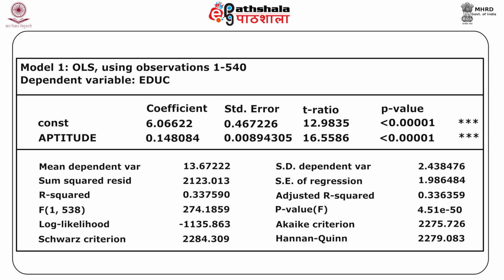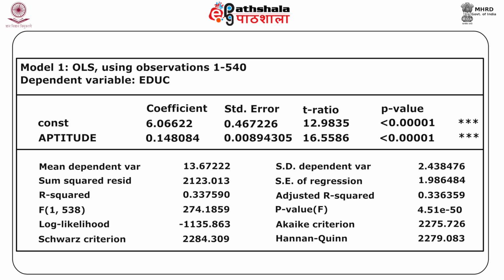these. And in the lower segment we have our other output which is mean and sum of the squares, R square, etc. The results show that a point increase in aptitude increases education level by 0.14 years, which is the coefficient of aptitude. The p-value of the coefficient is very small, implying that the coefficient is statistically significant.